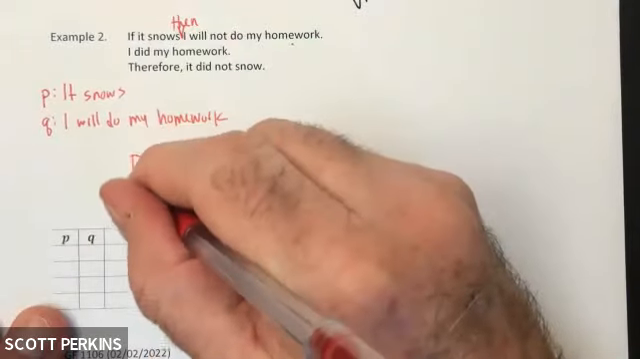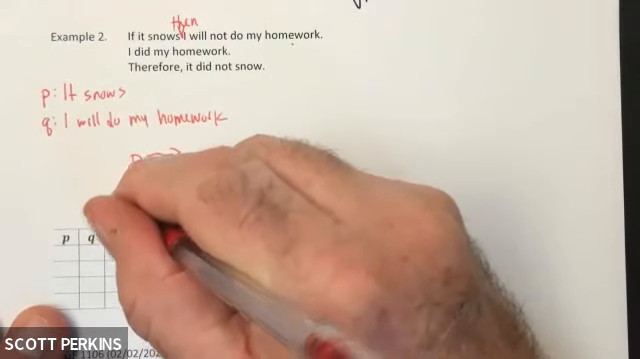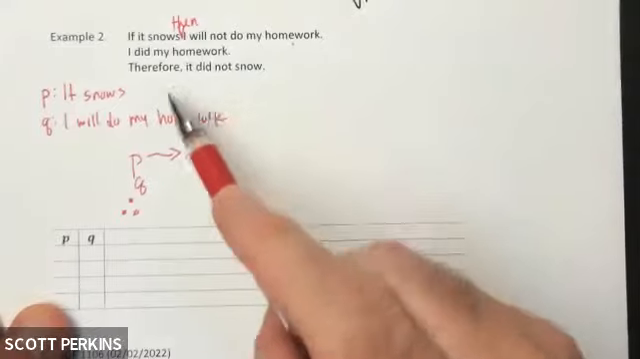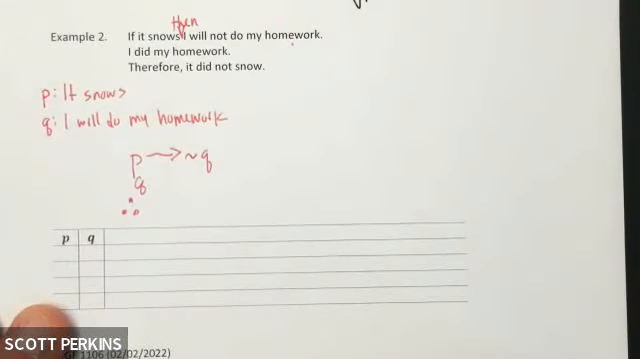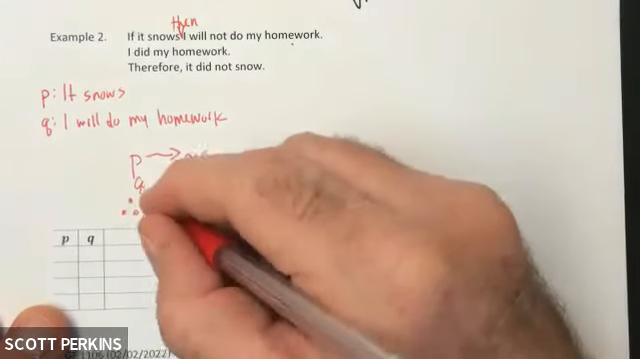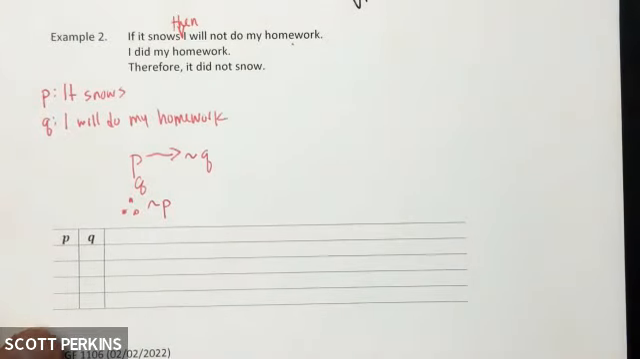So that's just Q, a different verb form of Q. Therefore, it did not snow. So that is what? Squiggly P. Great job. Okay, so there's the argument written out in symbols.